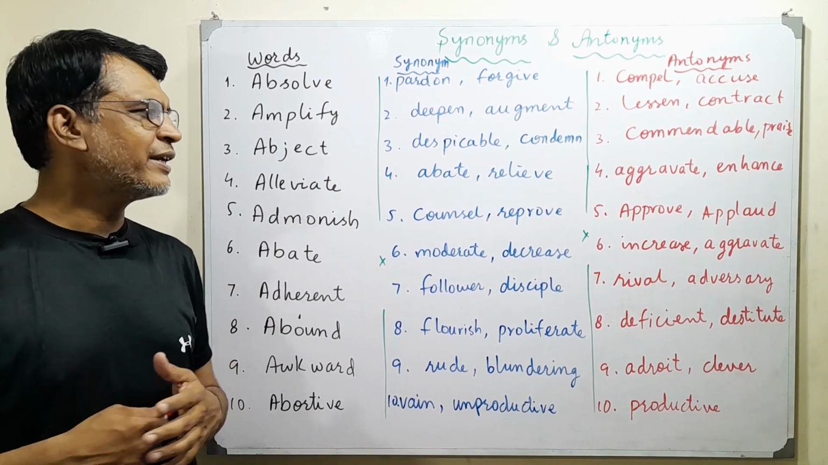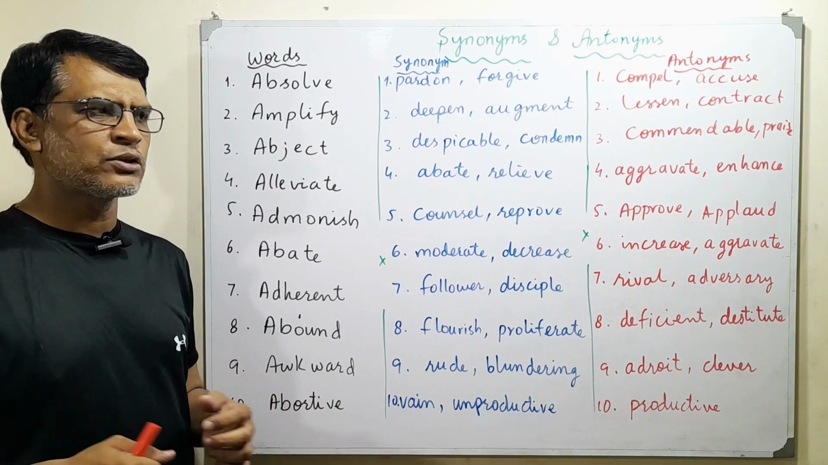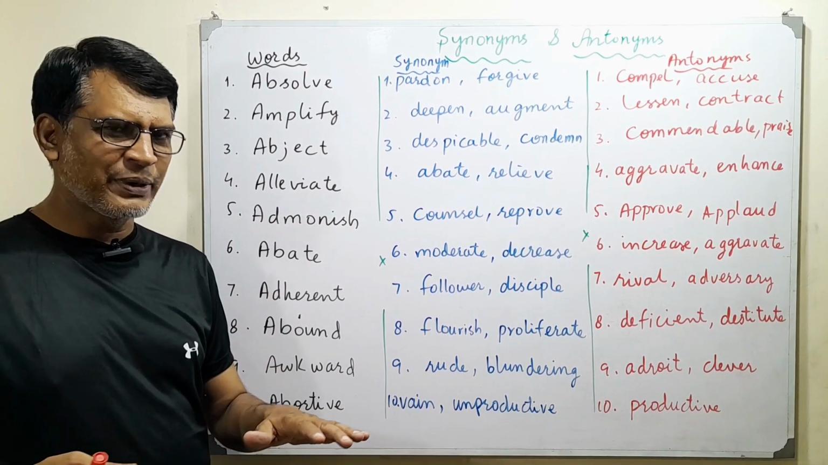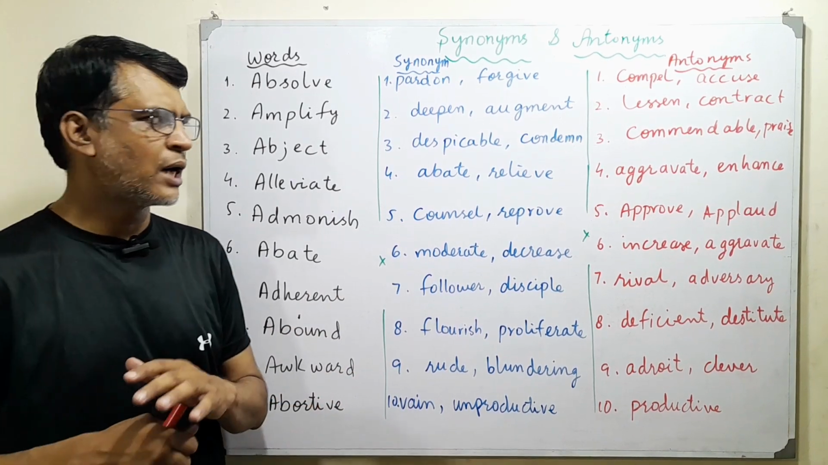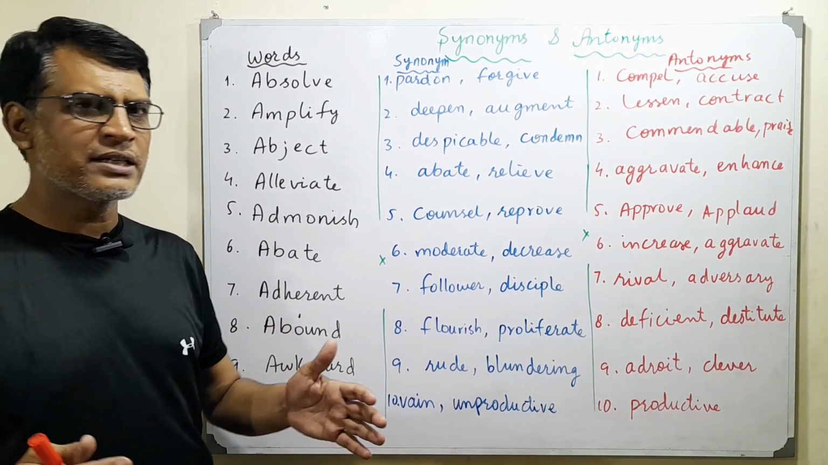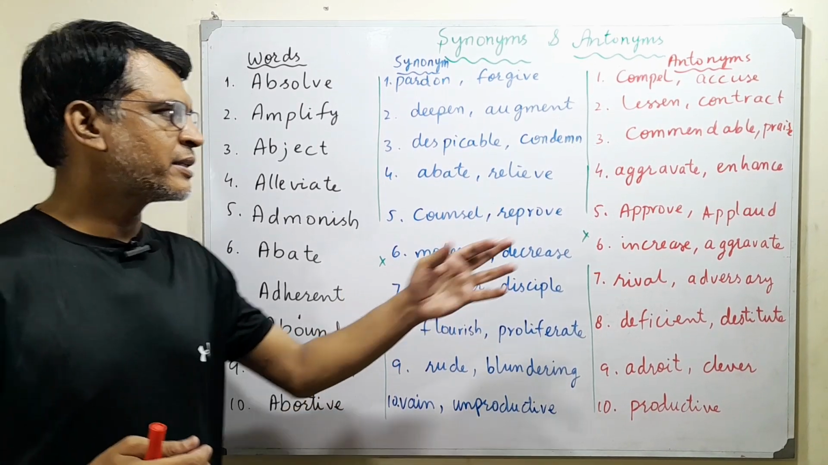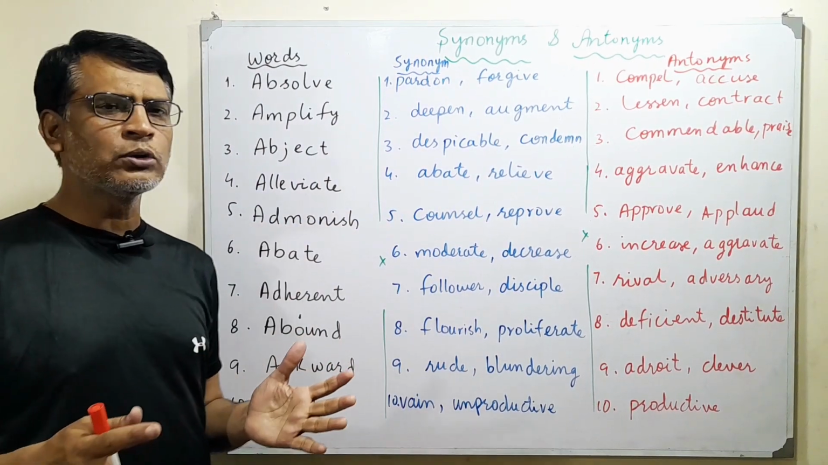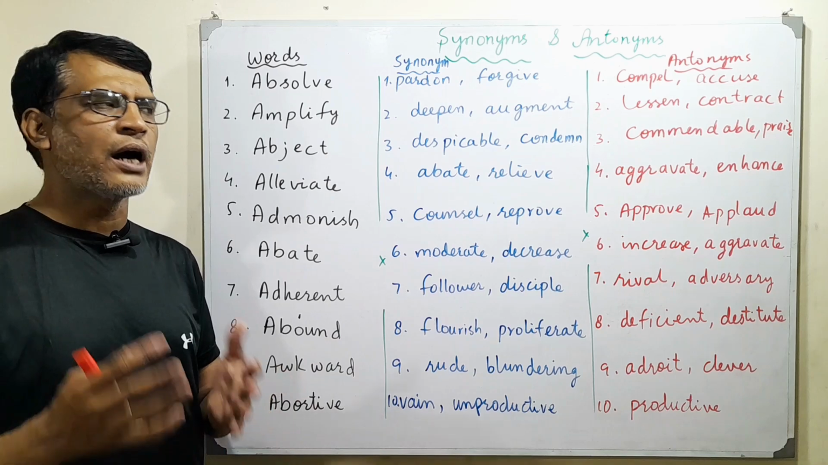Alleviate. Alleviate means abate or relieve. You are in a lot of pain, so you have taken a painkiller and it has alleviated the pain, it has relieved you, abated you, it has gone down. But if your pain is increasing, the opposite is aggravate or enhance. So you say that although I've taken medicines, the pain is aggravating, it is going up.